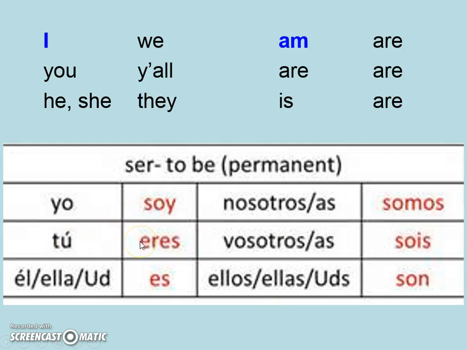Tú eres means you are. Él, ella, usted means he or she is, or you are, for formal, usted. Nosotros somos, we are. Vosotros sois, y'all are. Ellas or ellos, they are, or ustedes, y'all are. Okay?